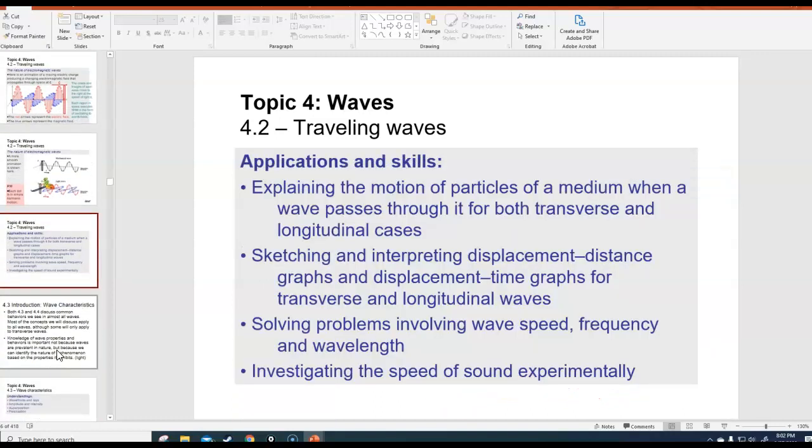Okay, so let's move on to topic 4.3. Just a quick review of 4.2. At the end of 4.2, which we just finished, you should be able to explain the motion of particles of a medium when a wave passes through it for both the transverse and longitudinal cases. You should be able to sketch and interpret displacement distance graphs and displacement time graphs for both transverse and longitudinal waves. You should be able to solve problems involving wave speed, frequency, and wavelength. And you should be able to investigate the speed of sound experimentally, although we did not do that one because we're not doing any labs right now. Okay, so that is 4.2, traveling waves.